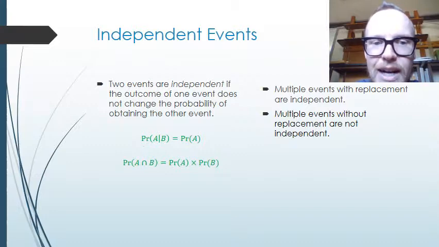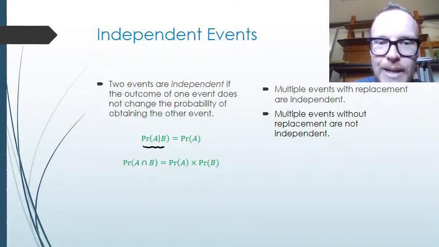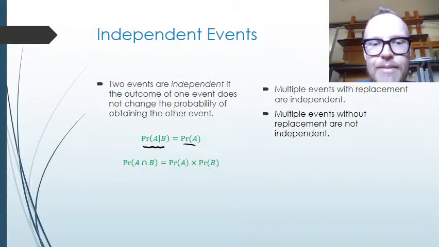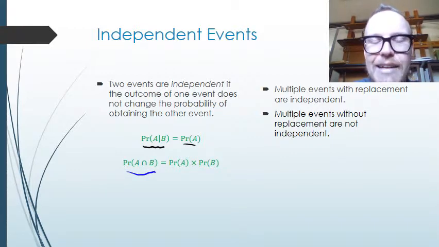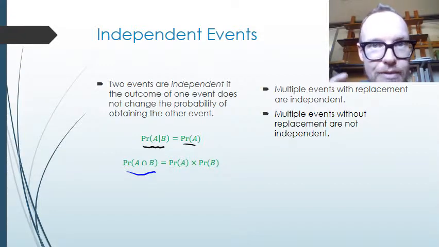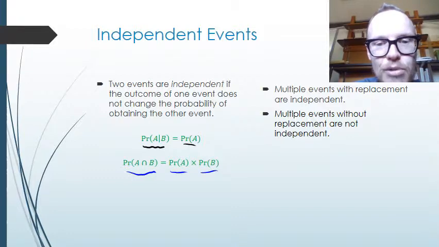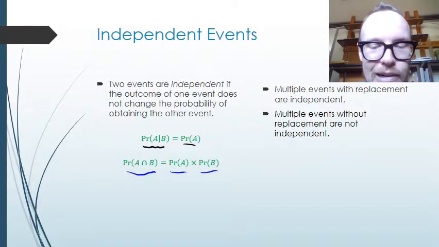So this is our definition of independent. Independent events are events that are not affected by another event occurring. So the probability of A given B is exactly the same as the probability of A occurring. That means we can calculate the probability of the intersection of A and B for independent events: the probability of A and B occurring is the probability of A multiplied by the probability of B occurring.